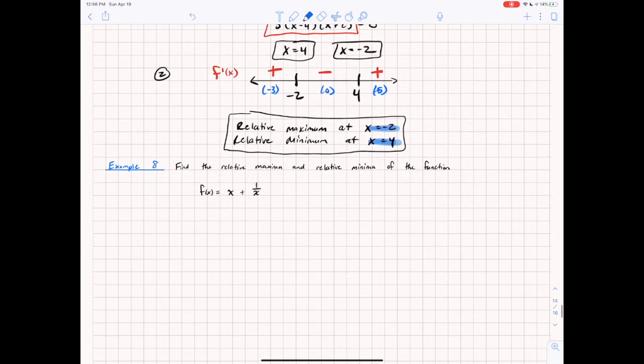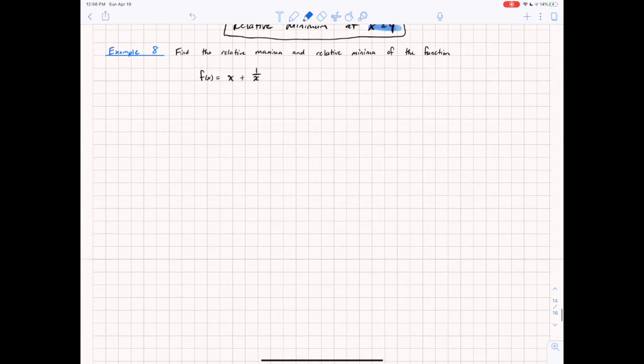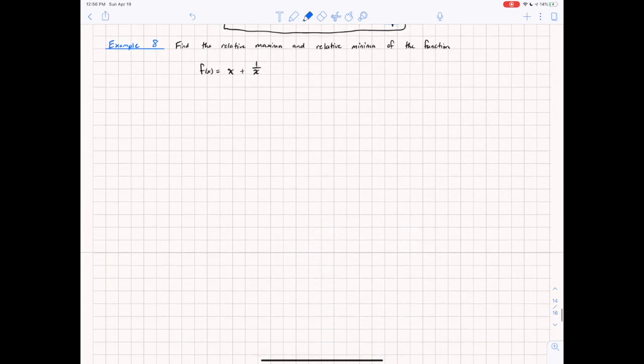All right, so let's look at example 8, and then I think I have a word problem after this. Maybe one more question. Yeah, just a word problem, then we're done. Maybe 2 more word problems.